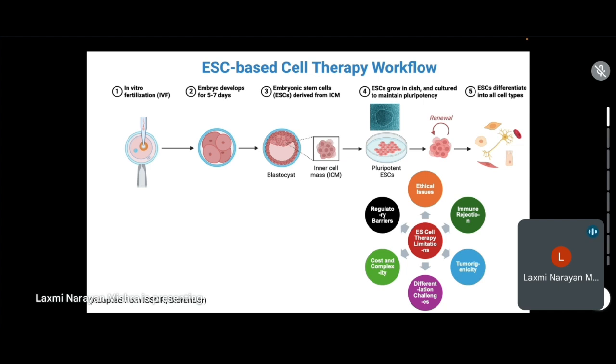Then tumorigenicity is there. As I mentioned, these cells can give rise to ectoderm, mesoderm, and endoderm. Even if we use ESC therapy, the differentiation is not 100% perfect.